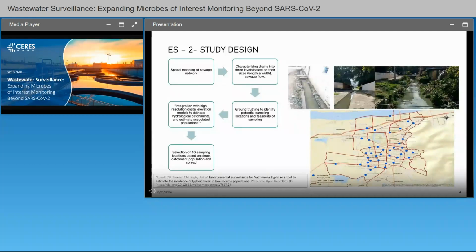So this particular study was designed to attempt to answer these questions. We had around 40 sampling locations, which were mapped into the catchment areas upstream of them, and we did both trap sampling by Moore swab and grab sampling with membrane filtration in this study.